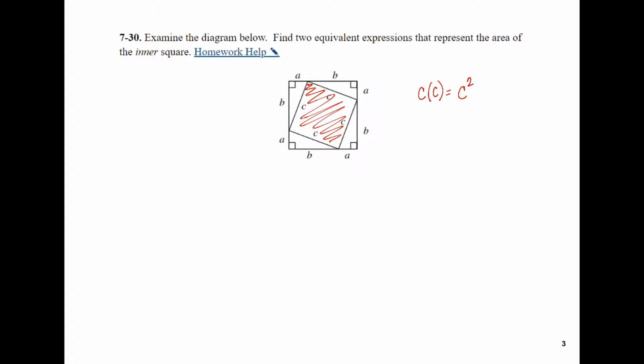When we're looking at our individual triangles, we can see that this is, in fact, a right triangle. Both legs are A and B, and the hypotenuse is C. We know that A squared plus B squared is equal to C squared, so we can say that A squared plus B squared also represents the area of our inner square.